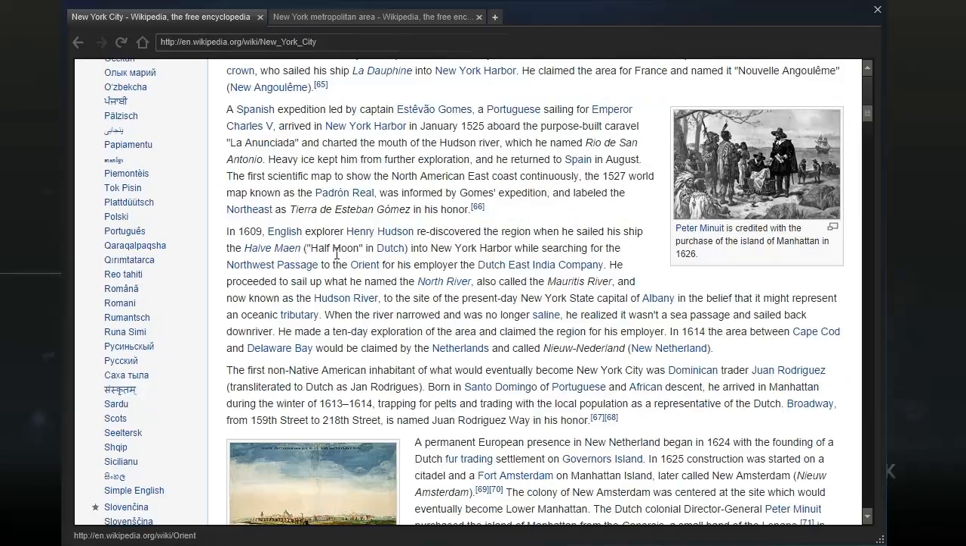In 1609, English explorer Henry Hudson rediscovered the region when he sailed his ship, the Half Moon in Dutch, into New York Harbor while searching for the Northwest Passage to the Orient for his employer, the Dutch East India Company. He proceeded to sail up what he named the North River, so again giving it a different name, also called the Mauritius River, and now known as the Hudson River, so eventually it was named after him, to the site of the present-day New York state capital of Albany in the belief that it might represent an oceanic tributary.